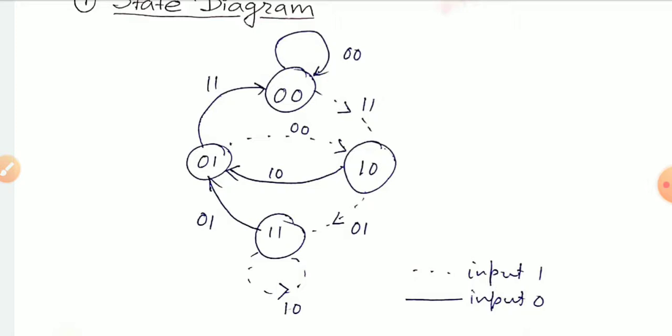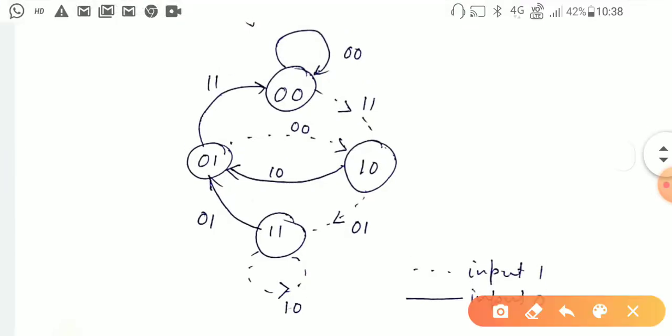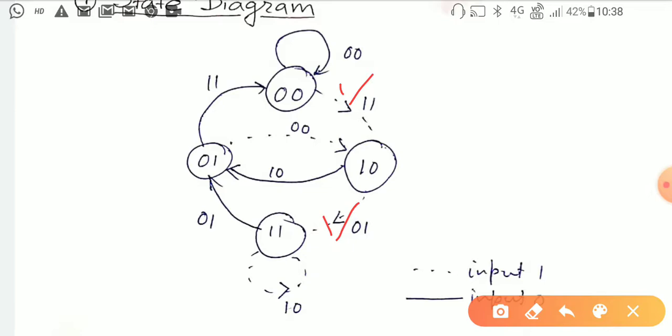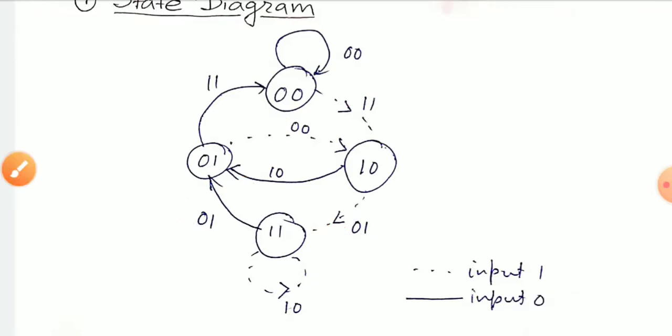In this case, you have to write it in the form of 1/1. Here it will be 1/01. Here it will be written as 0/10. This will also be 1/, and this will be 0/, in this way. So this is the total information that can be represented by the state diagram.